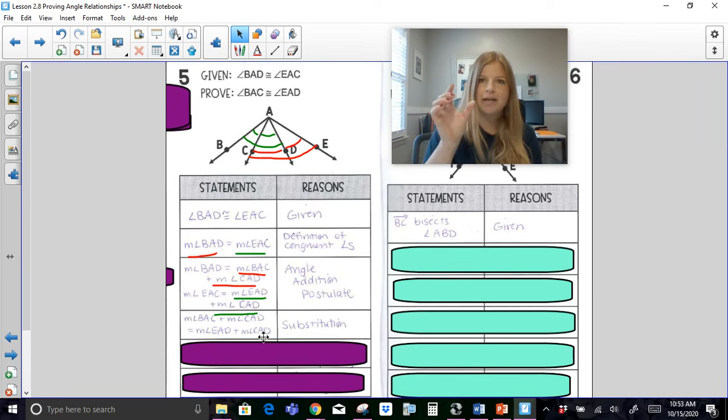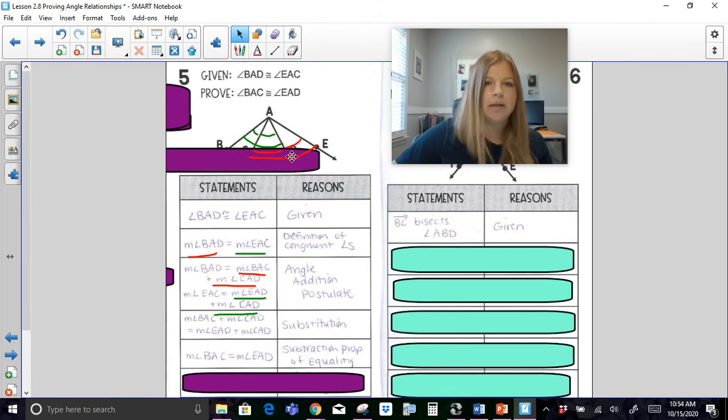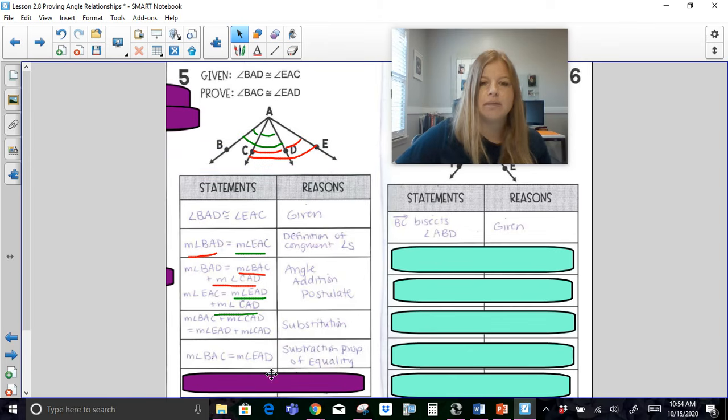Now, we talked about the fact that these two bigger angles have an overlap of that middle angle. And so you should notice that the measure of angle CAD is in both of those statements. It's on both sides of your equation, rather. So we're going to be able to subtract that from both sides and just be left with the measure of angle BAC is equal to the measure of angle EAD, and that's your subtraction property of equality.